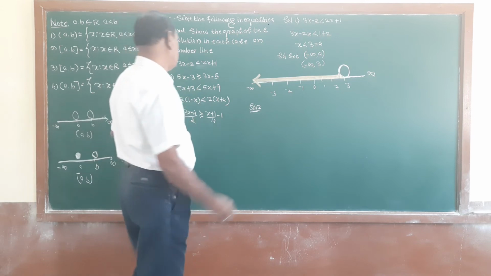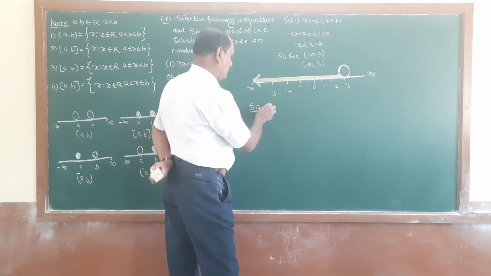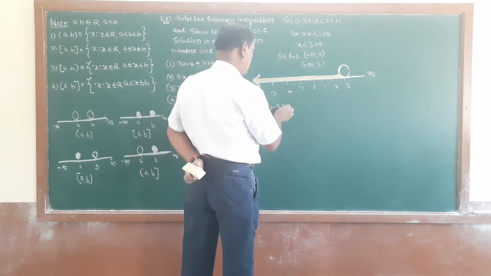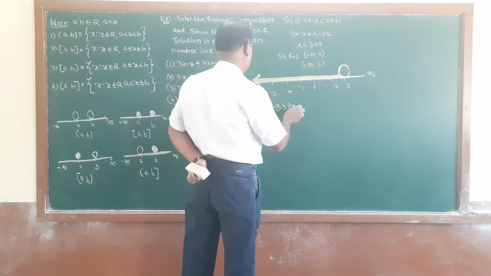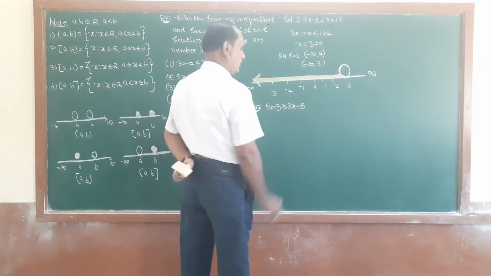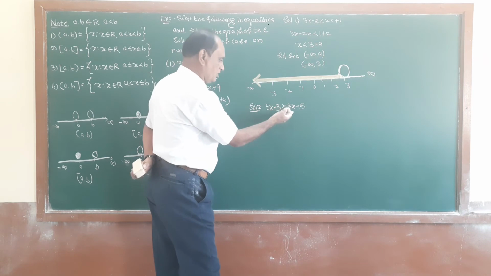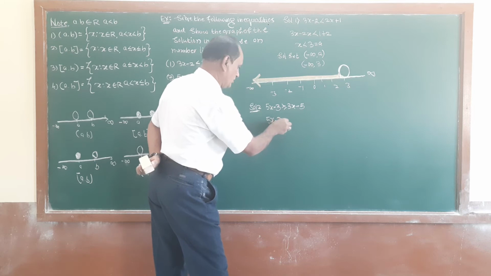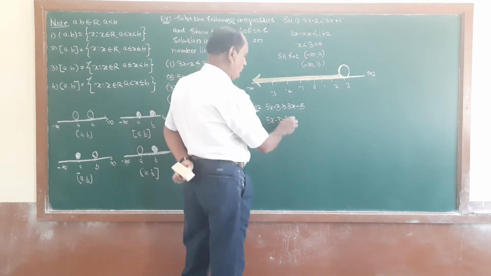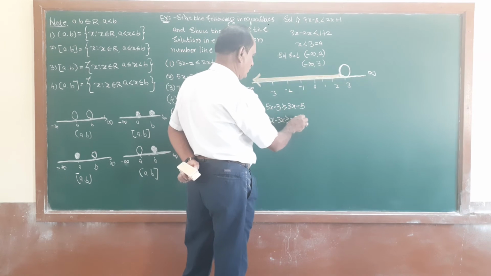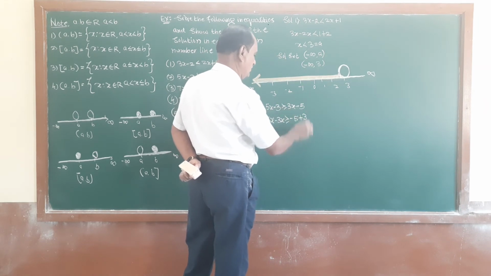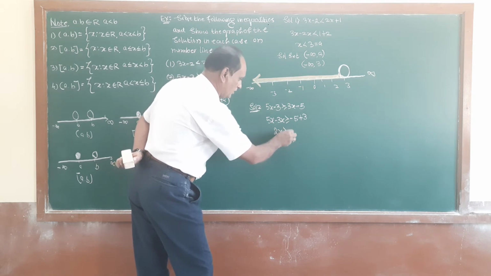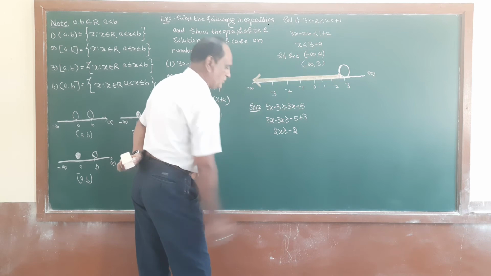Very simple. 5x minus 3 is greater than or equal to 3x minus 5. Collect the x terms on one side. So 5x minus 3x is greater than or equal to minus 5, and minus 3 moves across to become plus 5. Therefore, totally 2x is greater than or equal to minus 2.